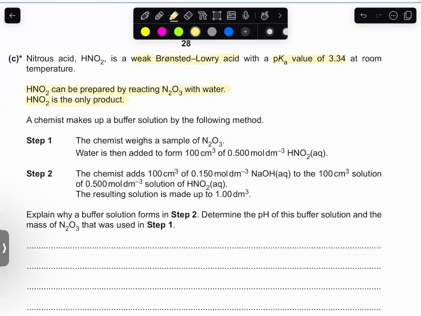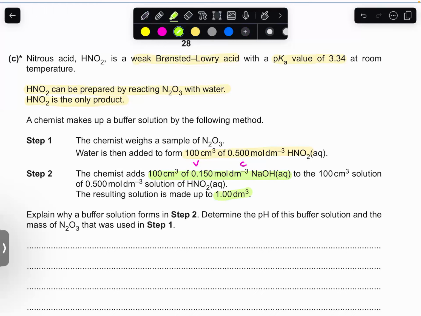The chemist makes up a buffer solution by the following method. So the chemist weighs a sample of N2O3. Water is then added to form this volume and this concentration of nitrous acid. So what we got here is a volume and a concentration. The chemist adds this much, let's use a different color pen for this, volume and this concentration of sodium hydroxide to that original solution. And then the resulting solution is made up to 1 decimeter cubed.